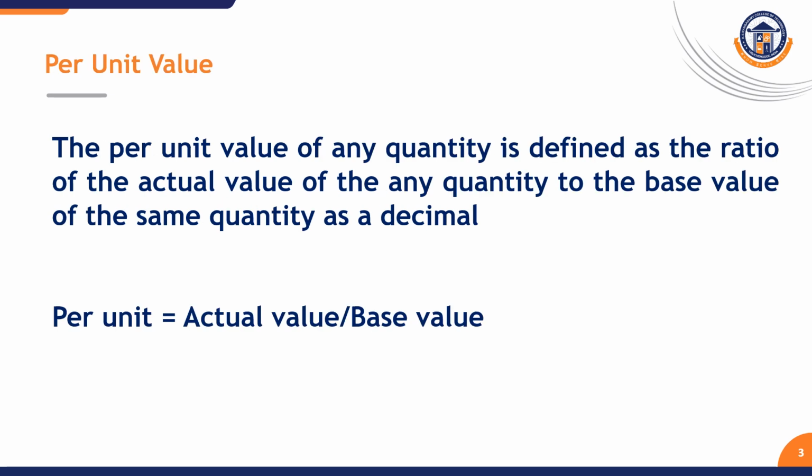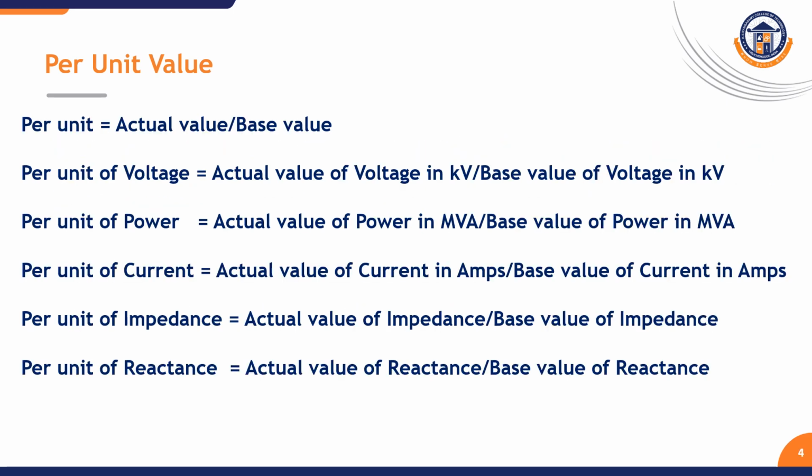The basic definition of per unit value is the ratio of actual value to base value. The per unit value of any quantity is defined as the ratio of the actual value of the quantity to the base value of the same quantity, as a decimal. From this basic definition, we will derive the equations for all the parameters of an electrical power system network. The basic formula for per unit value is actual value by base value.